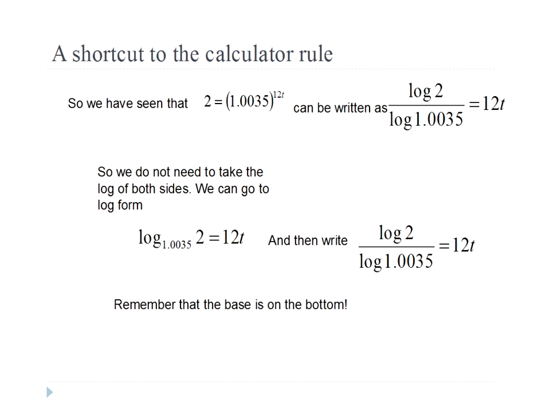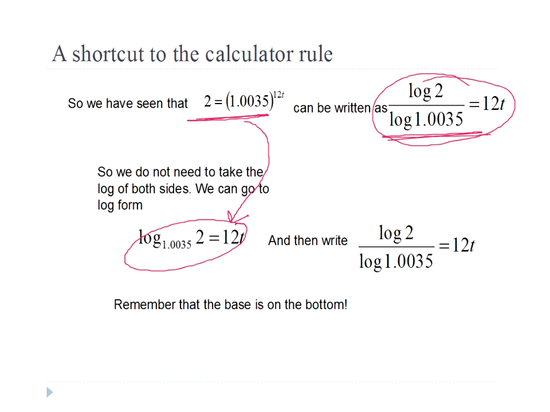So what we can do now is take a little shortcut. We've seen that we had this, and we could write it like that. We also can take this and put it in log form, which means this and this are equivalent. If I have log form, I can evaluate that by changing the base. I can take log 2, there's my argument, divided by log of the base. So you have to remember that the base is on the bottom.